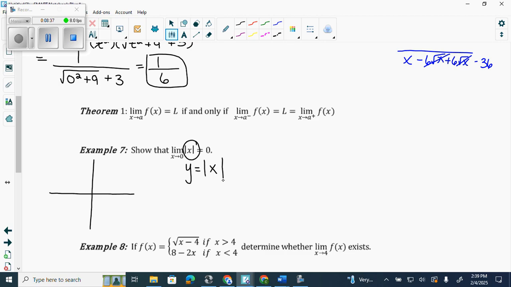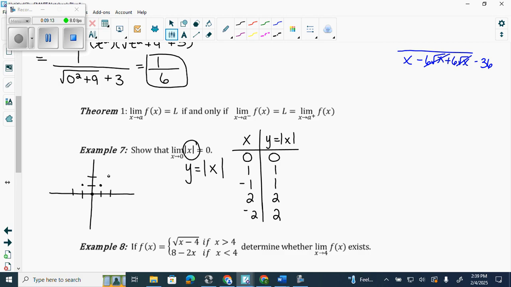If I want to, I can just make a t-table for it. So I can go x, and then my y equals just the absolute value of x. So say I have 0, this is going to be the absolute value of 0, which is 0. If I have 1, the absolute value of 1 is 1. If I have negative 1, what's the absolute value of negative 1? 1. And then 2 will be 2, and then that negative 2 will be 2. And so we end up getting this graph, 0, 0, 1 and negative 1 and 1, 2 and negative 2 and 2. And we get this V.